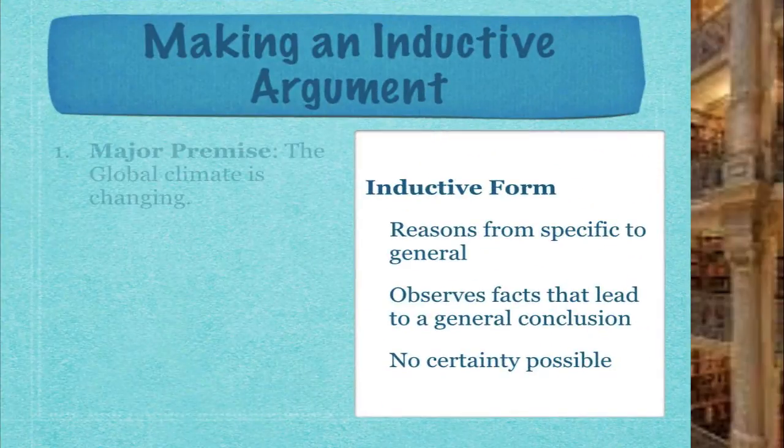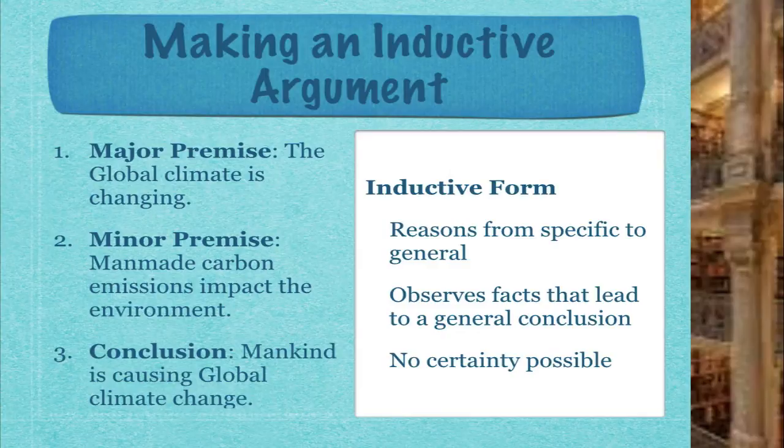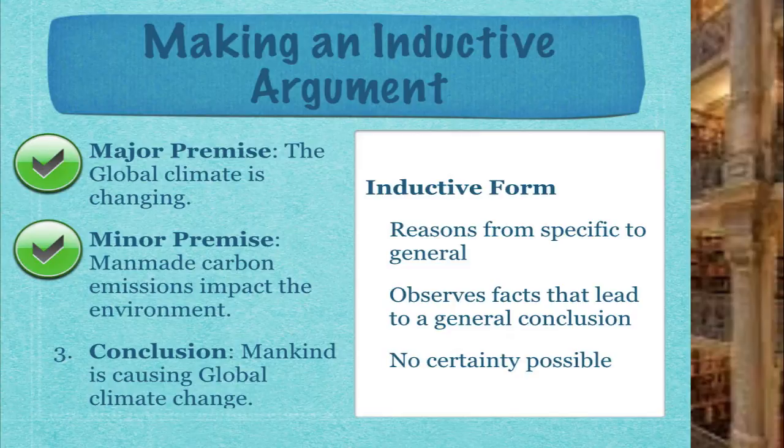There's a major premise. The global climate is changing. Minor premise. Man-made carbon emissions impact the environment. The conclusion, mankind is causing global climate change. So here again, we're left with an argument where certainly the major and minor premise are true. The global climate is changing. It's always changed. So change has been a part of the earth since we've had ice ages till now. No one can doubt that carbon emissions do impact the environment and change things.